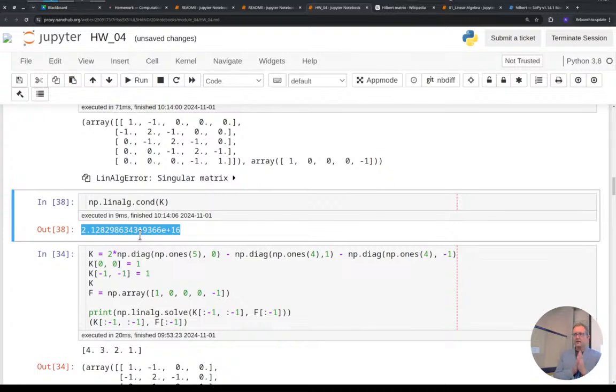So if I look at just taking that stiffness matrix K, what does the condition number tell me about it? What is the condition of K?